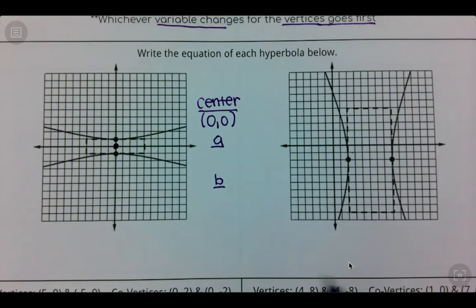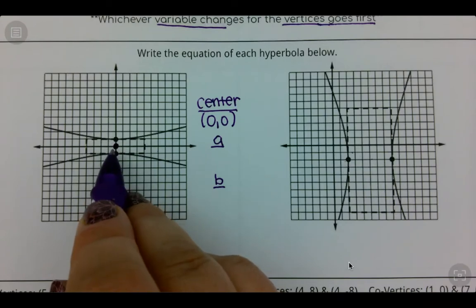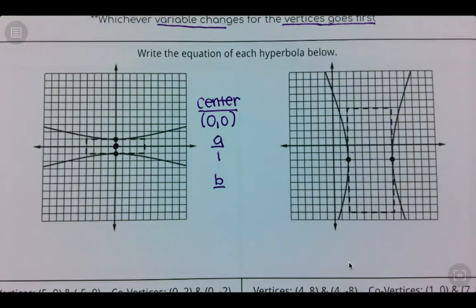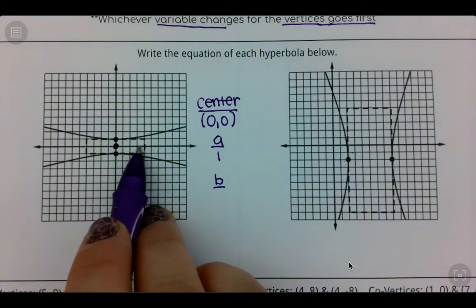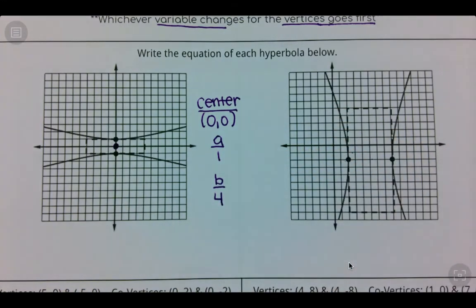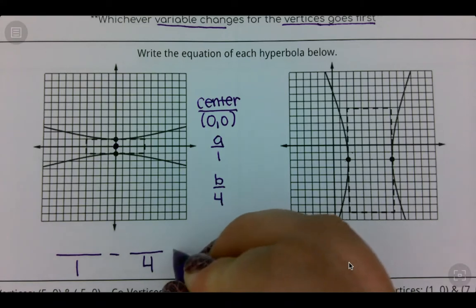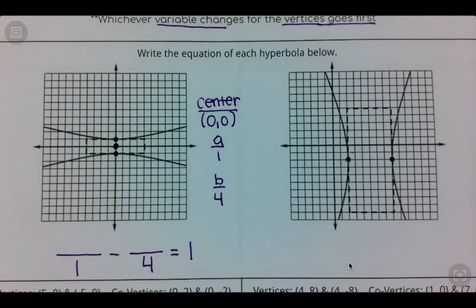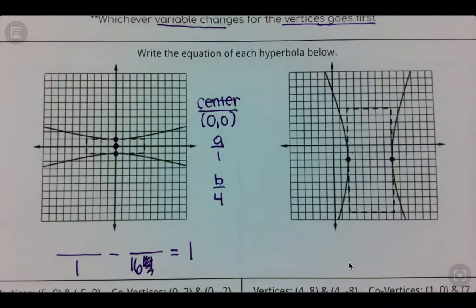For the A value, look at the 2 points that are on the curve, here and here. Those are both 1 away from the center. So A is 1. B is how far away we are from the center this direction. So that's 1, 2, 3, 4. Okay, now let's set up our fractions. A always goes first in a hyperbola, and it always equals 1 at the end. So a squared is 1, 4 squared is 16. Don't forget to square it like I just did. So these two always get squared to come down here.